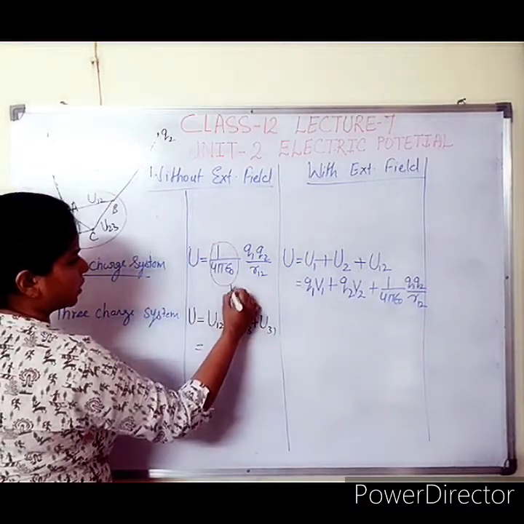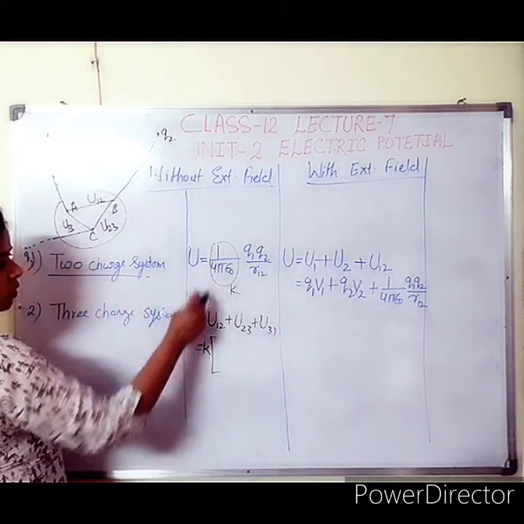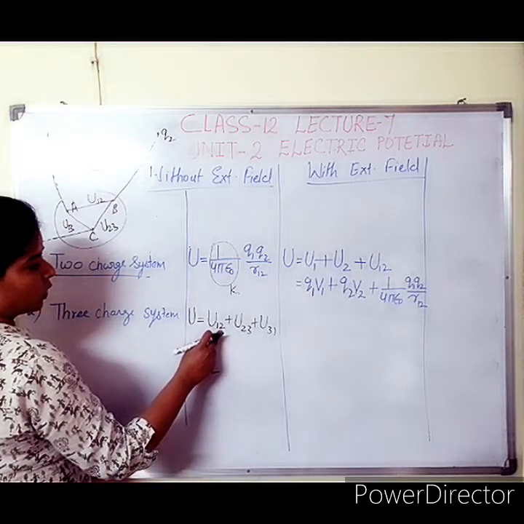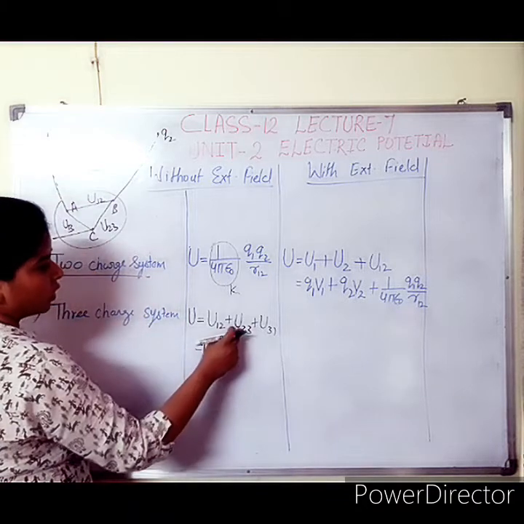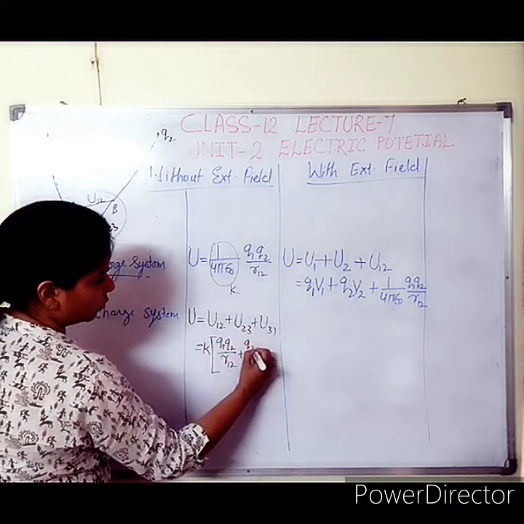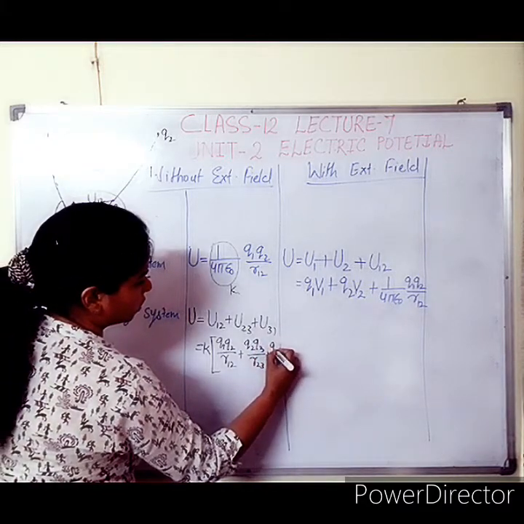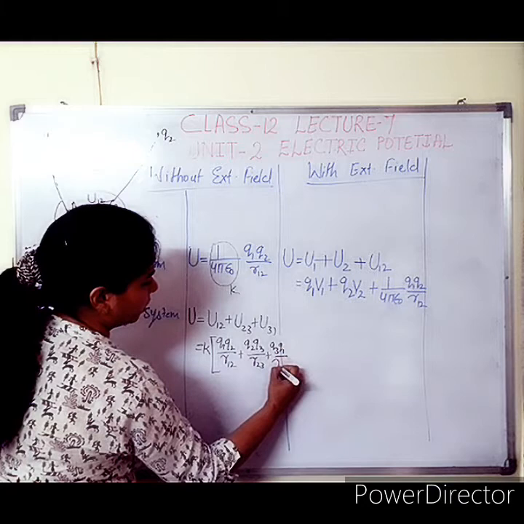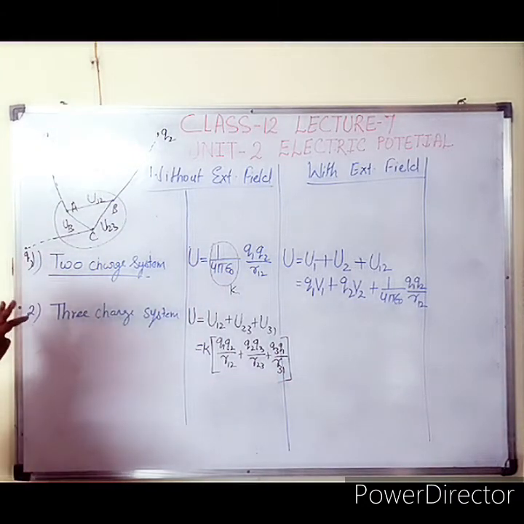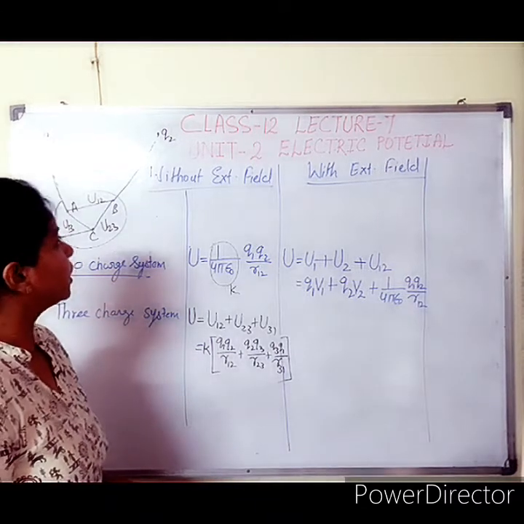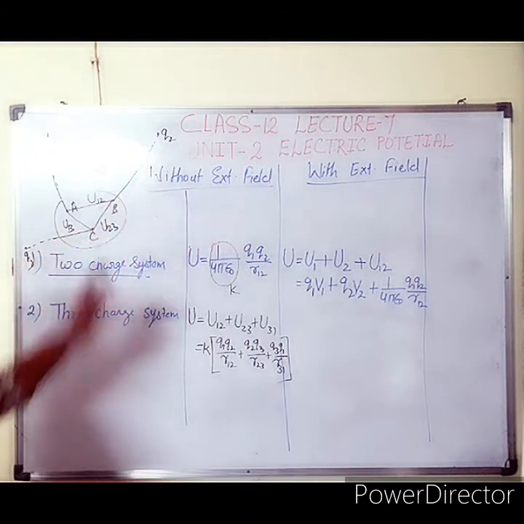This constant we can take as K to make the terms smaller. So we have taken this value as K. U12 means what? Q1 Q2 divided by R12. U23 means Q2 Q3 divided by R23. And U31 is Q3 Q1 divided by R31. So that is the formula for the three charge system potential energy, electrostatic potential energy without external field.